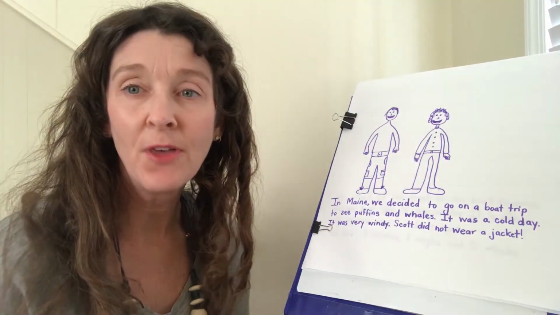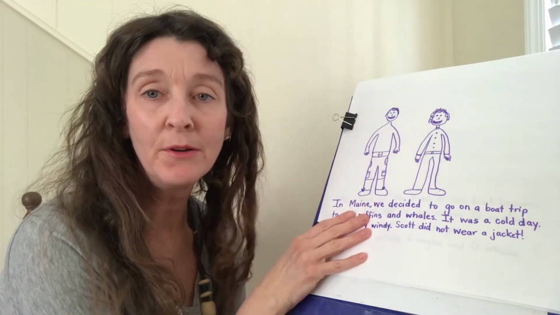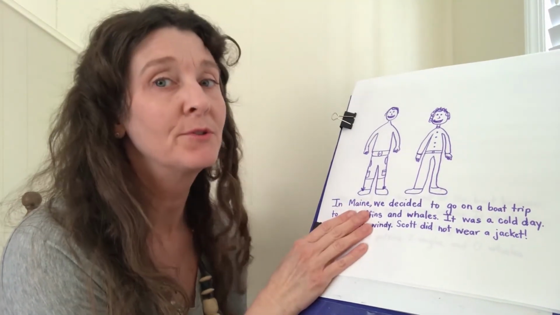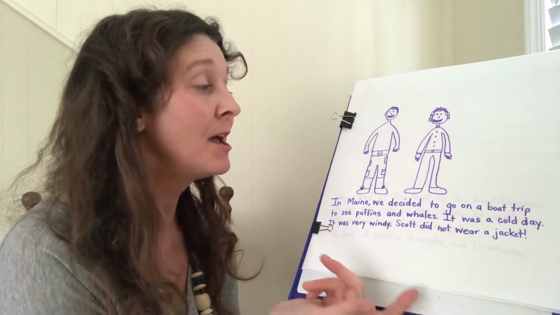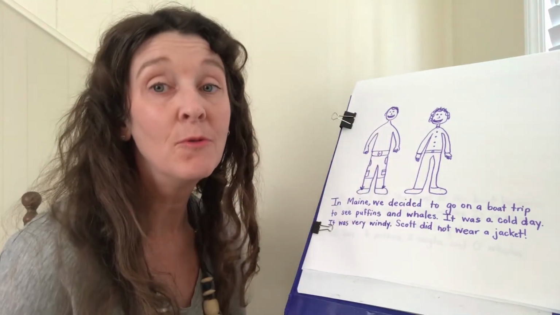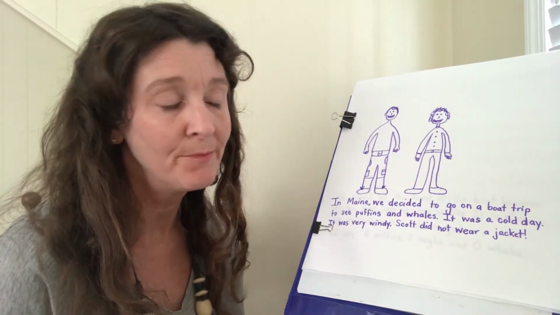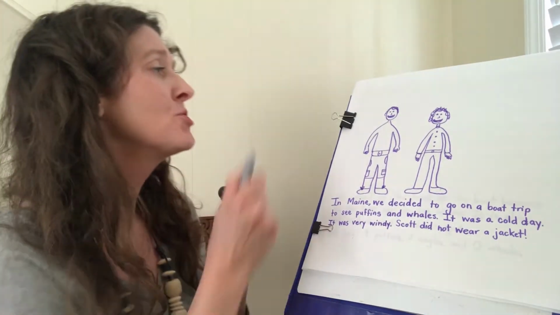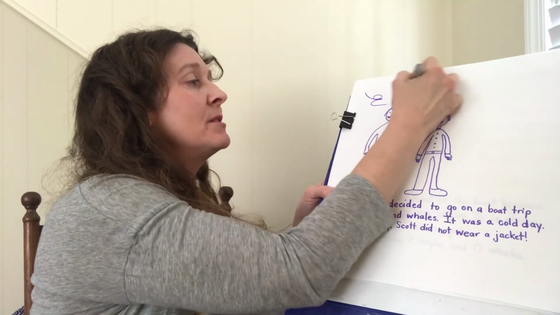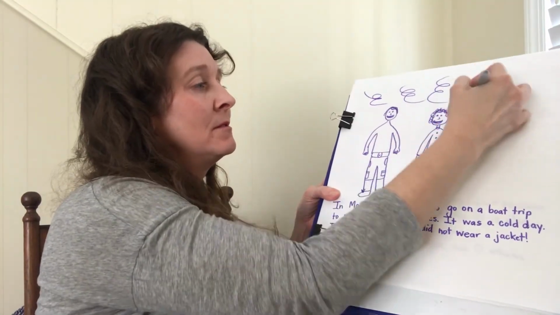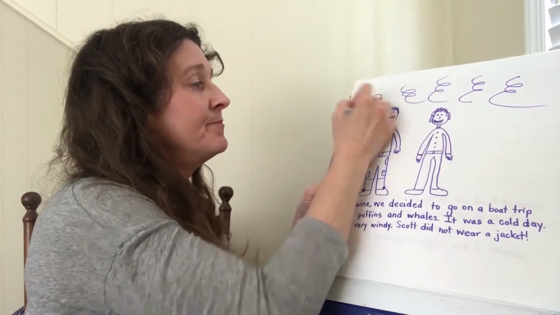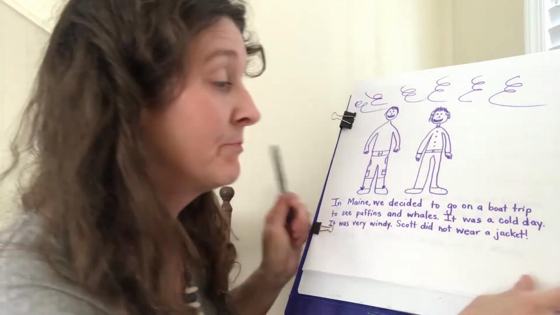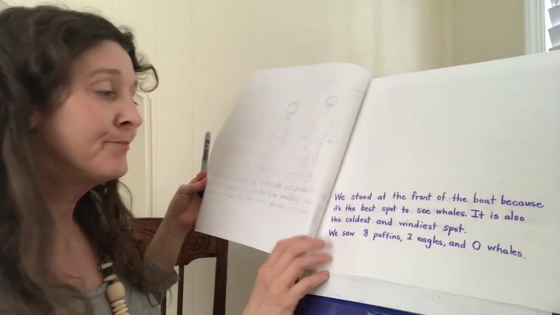Do you see how I thought about what's the most important part of my story that I want my reader to understand? And that helped me decide what parts of the setting or the people that I wanted to show. I'm thinking about the windy part. Maybe I'll show that with a little bit of wind. It was super windy. Let's try another page together.